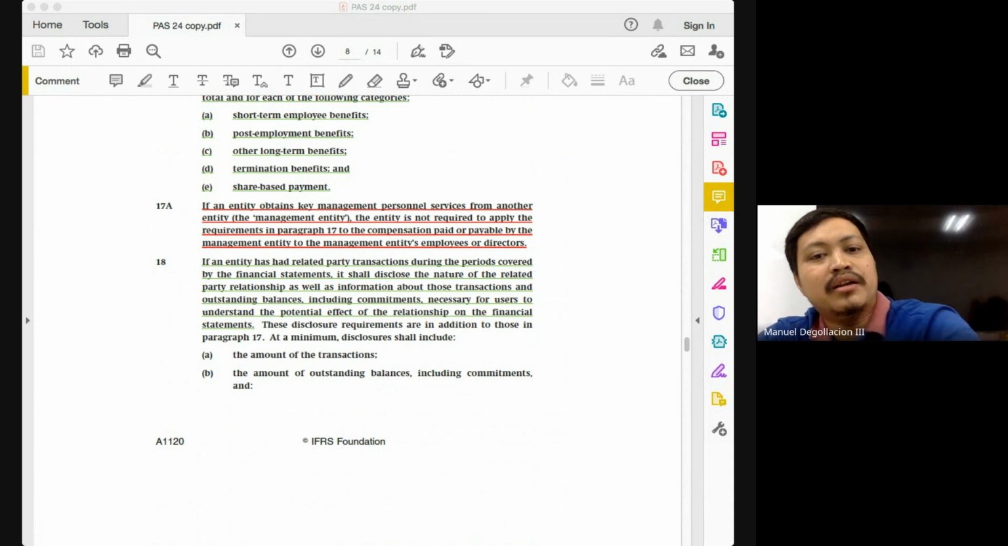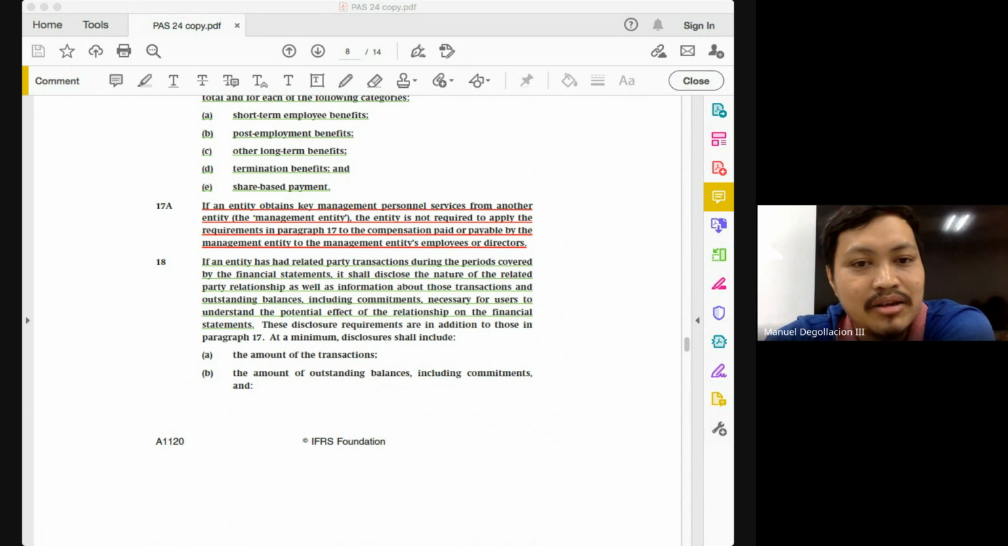So what will normally happen here, class, is that paragraph 17A, paragraph 18, and also, of course, paragraph 13 would all be gathered together. Then the question would ask you which of the following statements in relation to related party disclosures is incorrect. So you can expect that paragraph 13, 17A, and paragraph 18 would be among the choices, and these are the correct statements, class. Okay, so which of the following is true concerning related party disclosures?